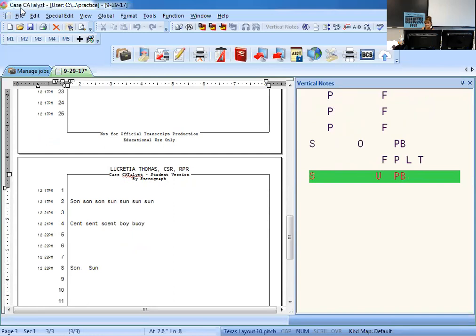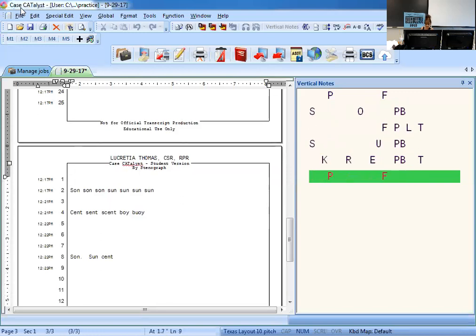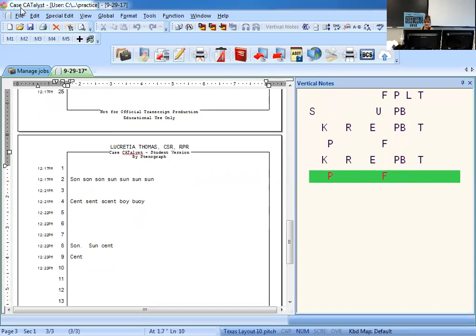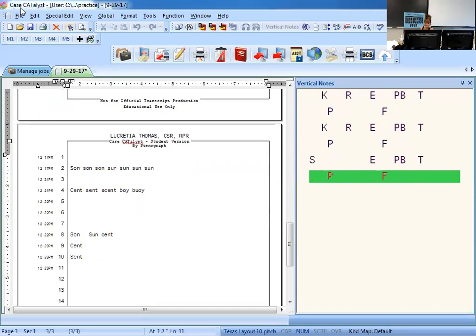And scent is K-R-E-N-T. It's the soft C because we have to use that K-R when there's a sound-alike. So that's why we have to take advantage of it, K-R-E-N-T. I sent him a gift, S-E-N-T. Take advantage of how the word is spelled. It's spelled S-E-N-T in English. You write it that way in steno.